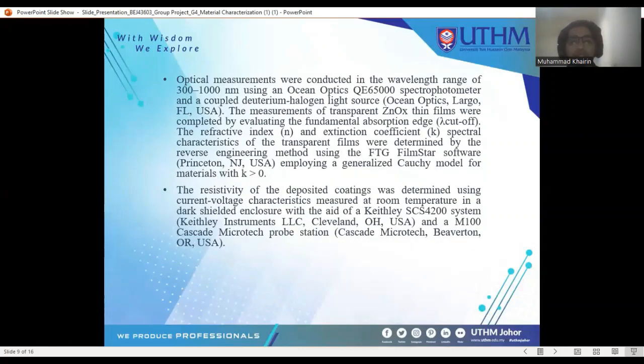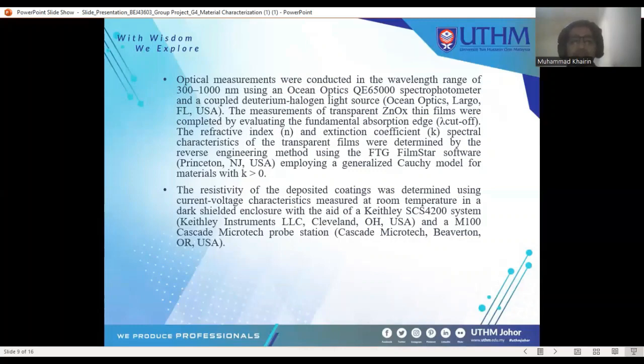Optical measurements were conducted in the wavelength range of 300 to 1000 nanometers using an Ocean Optics QE65000 spectrophotometer and a coupled deuterium halogen light source. The measurement of transparent zinc oxide thin film was completed by evaluating the fundamental absorption edge, the refractive index, which is n, and the extinction coefficient k. Spectral characteristics of the transparent film were determined by the reverse engineering method using the FTG FilmStar software, employing a generalized Cauchy model for material with k larger than 0.